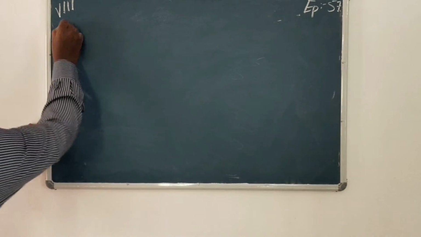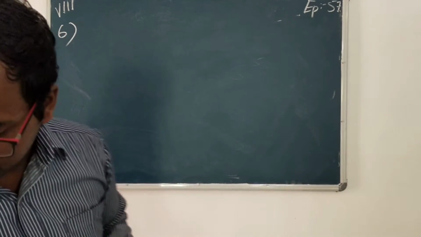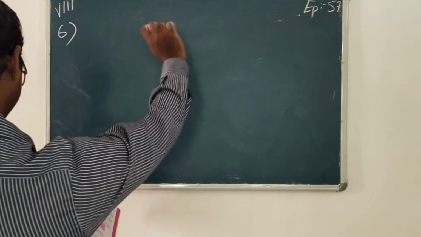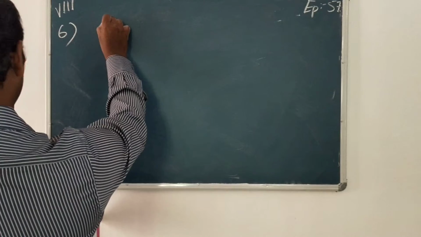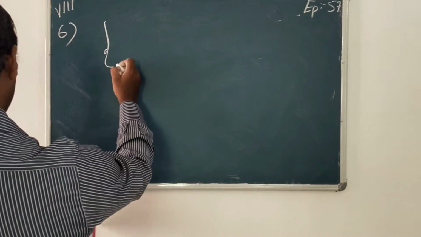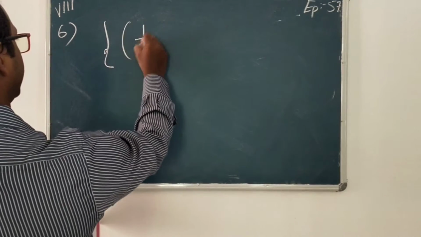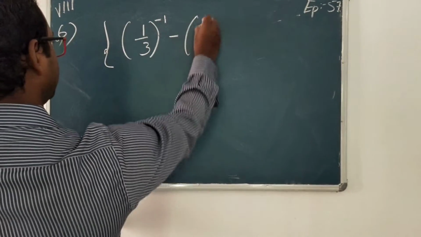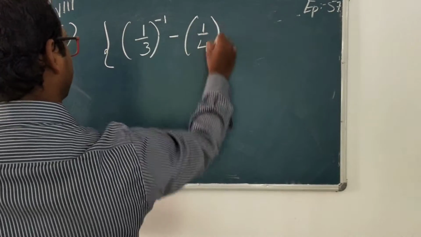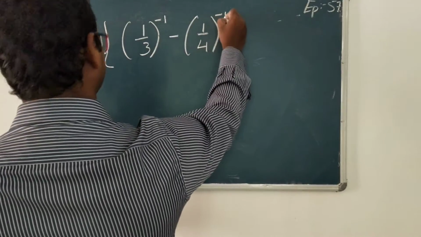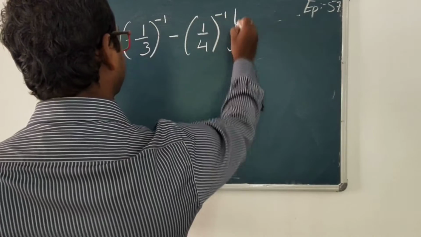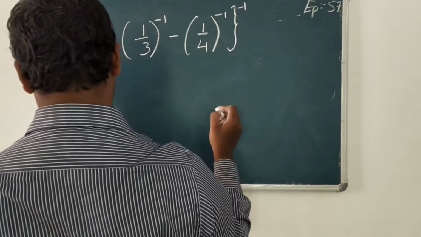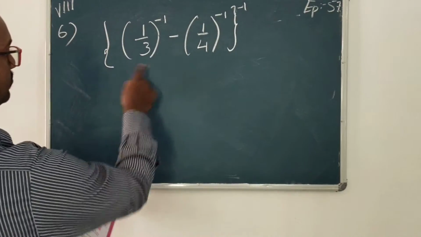Let me solve now the question number 6, which is to evaluate. See here, the first one: bracket 1 by 3 power minus 1, minus 1 by 4 power minus 1, to the power again minus 1. Okay, now let's start from here.